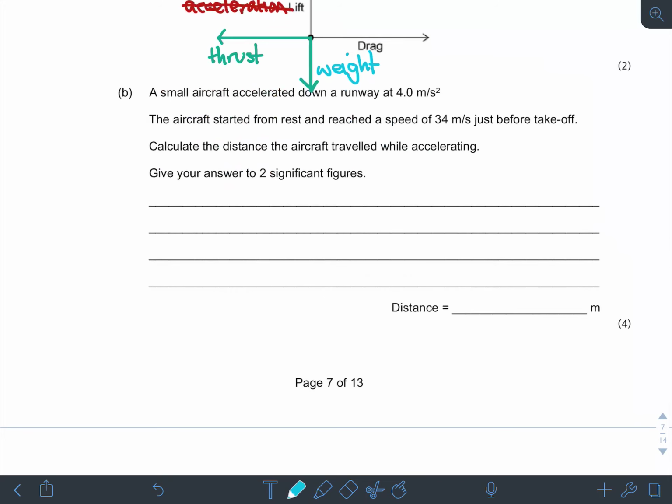Okay, a small aircraft accelerated down the runway at 4 meters per second squared. The aircraft started from rest. That's key information. It reached a speed of 34. So 34 is our final speed. Our acceleration is 4. Calculate the distance the aircraft travelled.